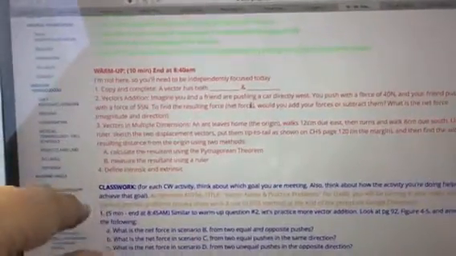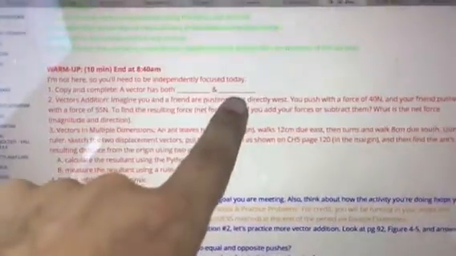Alrighty, good morning, physics. So, let's review day 19. For your warm-up, a vector has both magnitude and direction.